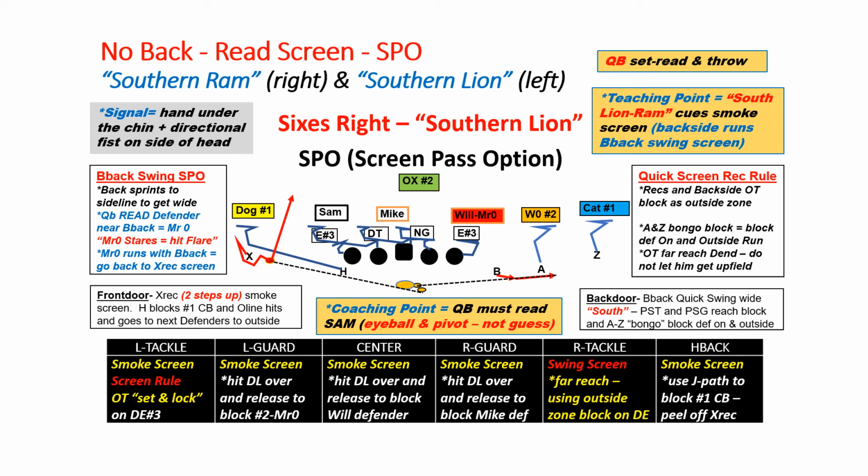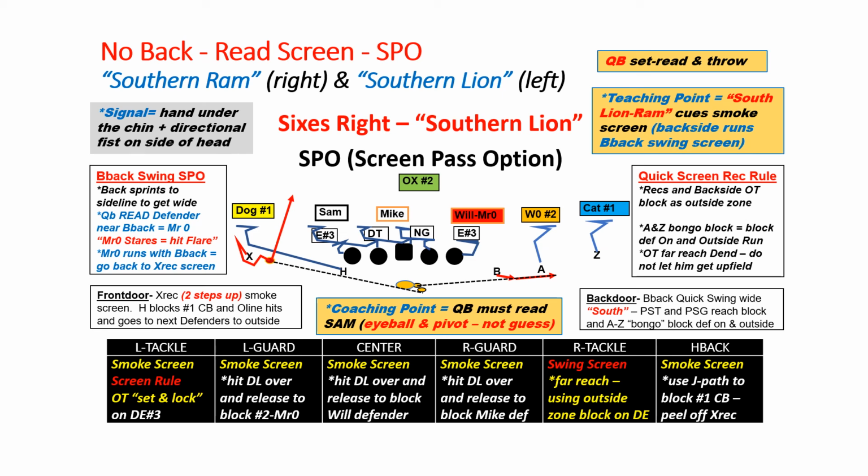South again cues the screen blocking technique for the linemen, meaning the guard, center, guard, or the pullers. The tackles on both sides with southern lion and ram simply block outside zone to their side on the defensive ends, far reaching. So again, the quarterback is going to look to the back side, first reading that defender over the B back. In this case, it's the Will, Mr. Zero. If we have leverage again, just like our bubbles, we'll just go throw that.